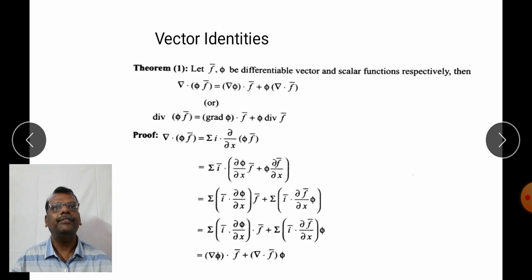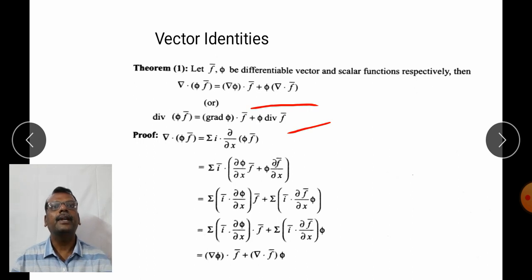Let f bar, phi be differentiable vector and scalar functions respectively, then del dot phi f bar is equal to del phi dot f bar plus phi of del dot f bar, or div of phi f bar is equal to grad phi dot f bar plus phi div f bar. Now let us come to the proof of this one.